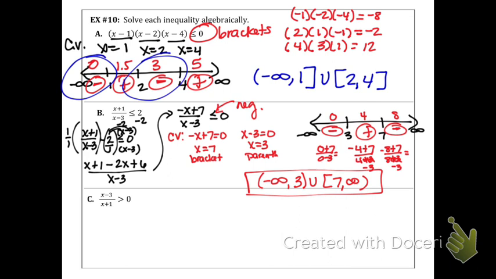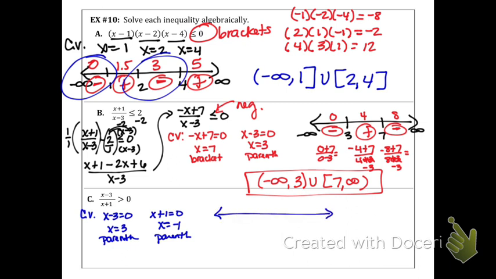And then C, same thing, except it already has a 0 over there. So we're going to go ahead and find those critical values. So my numerator equal to 0 and my denominator equal to 0. X equals 3, and it's going to have a parenthesis because we don't have an equal to. And x equals -1, and it's going to have a parenthesis because it's from the denominator, and they always have parentheses.